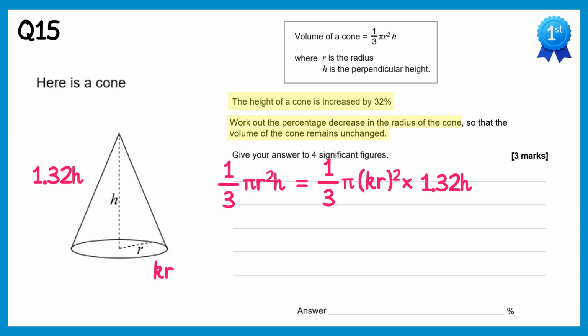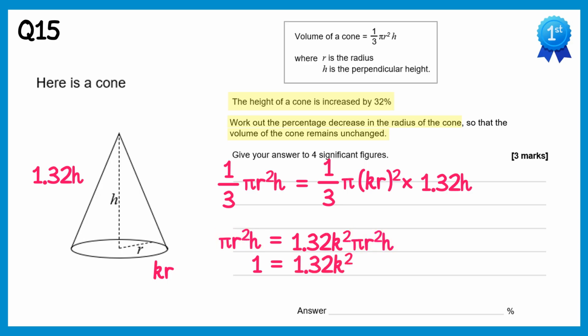So if we times both sides of this by 3 first of all, that'll get rid of that third. So we end up with pi r squared h on the left, and then on the right we end up with pi times kr all squared, which we could write as k squared r squared, and then times 1.32h. Now on the right hand side we just have one term there all times together, so it might be better to write it as 1.32 k squared pi r squared h. Now notice both sides of this have pi r squared h. If we divide both sides by pi r squared h, on the left we'd end up with 1, but on the right we'd end up with 1.32 k squared.